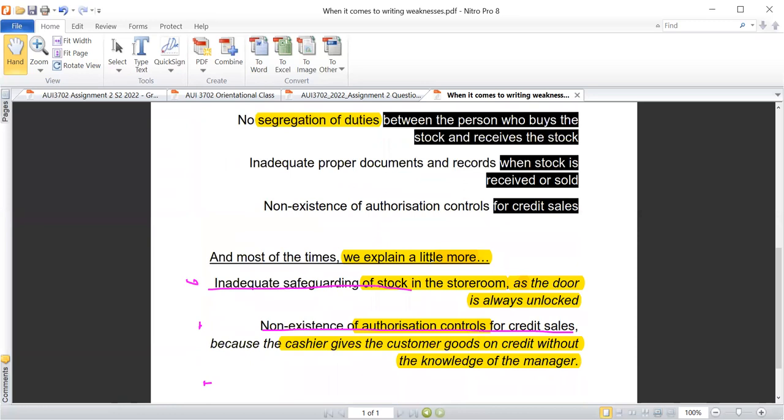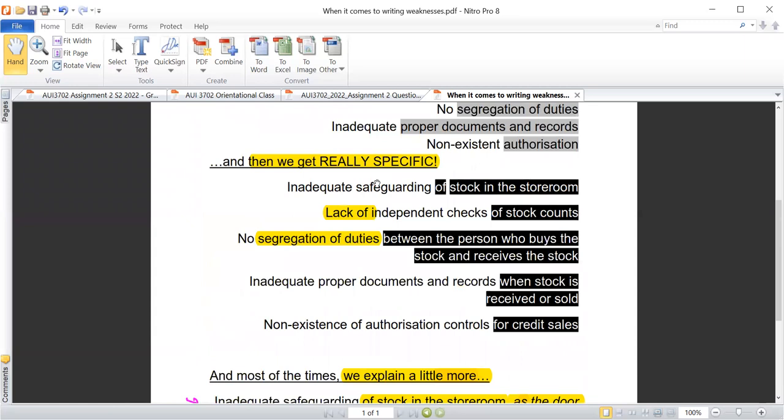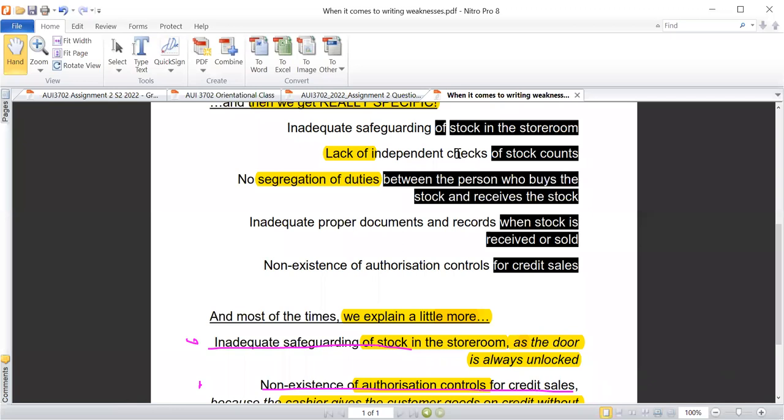And you can even expound further by putting in more details now. Don't lose me on this part. Remember here, we indicated the control activity that is not being done right, which is what? Safeguarding of stock in the storeroom. Why are we saying that there is inadequate safeguarding of stock in the storeroom? I need to explain to the lecturer why I'm saying that statement indicates a weakness with regards to safeguarding of stock. And that's why I can state something like, the door is always open.